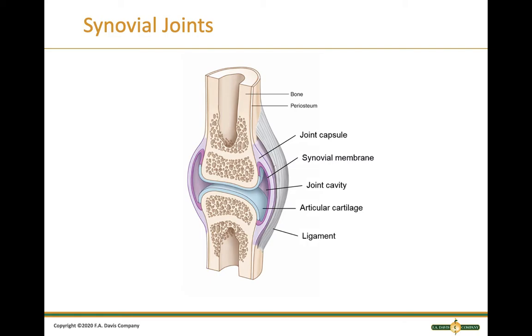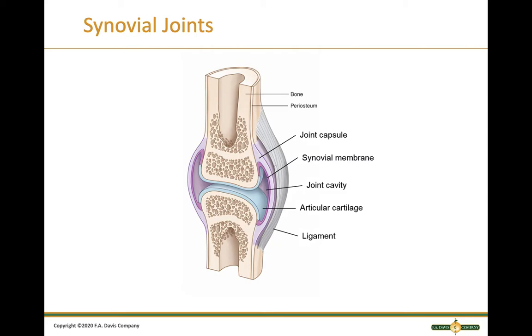The joint cavity is the space in between the bones, and it is filled with synovial fluid, which makes it so the bones can easily move. Articular cartilage is found on the ends of each bone. In case the bones do touch, there is articular cartilage there, so that's a smooth surface. Then we have ligaments around the very outside holding the bones together.